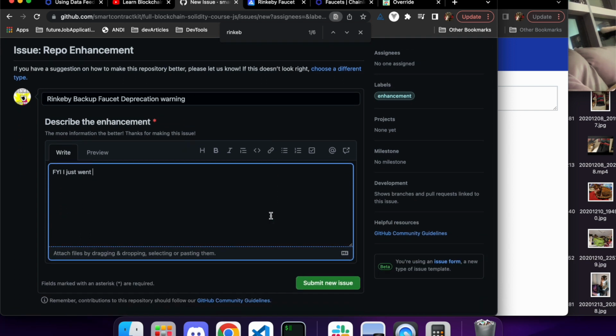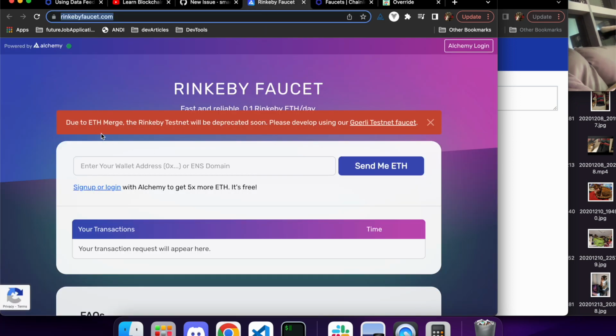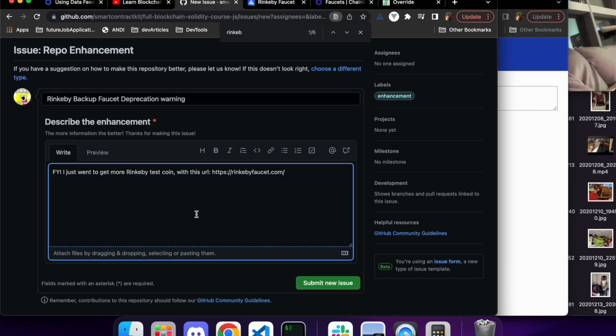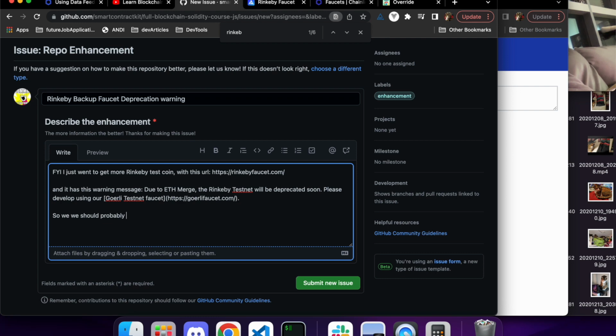For your information, I just went to get more Rinkeby test coin. I don't know what we're actually calling that. And with this URL, and it has this warning message. So we should probably link to retest that soon.